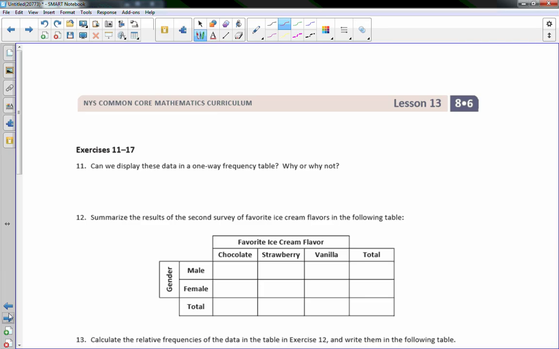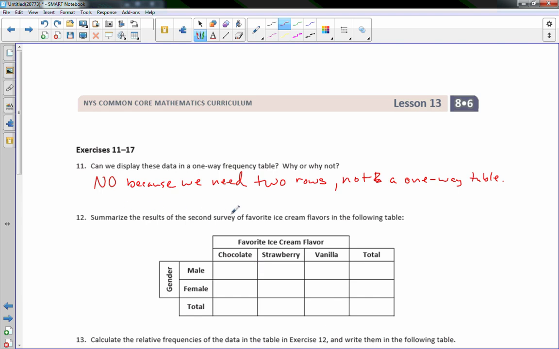Can we display these data in a one-way frequency table? Why or why not? And the answer is no, because we need 2 rows, not 1. And instead of just saying no, I should say it is not a one-way table. We need a 2-way table. Okay. We're going to use a two-way table.